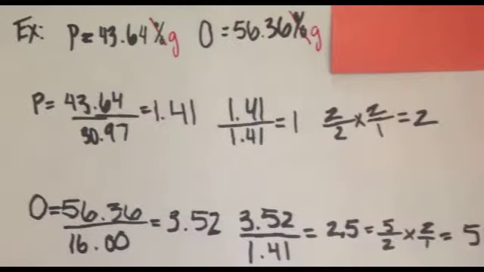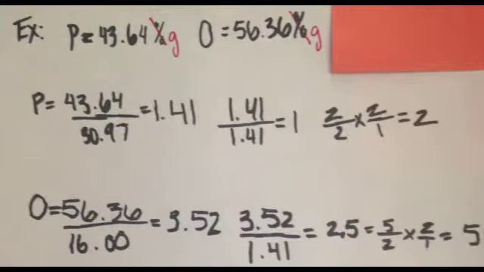So an example would be on the bottom of the screen for oxygen. We got 2.5 as an answer, but we don't want to round and we don't want to have to deal with that decimal. So what we're going to do is take 5/2 and multiply that by 2/1 so that we can end up with a whole number of 5.